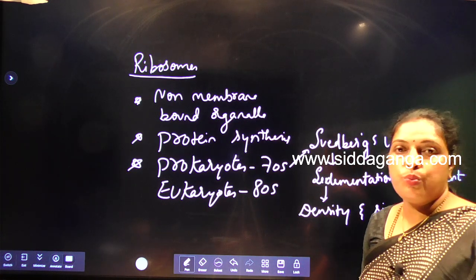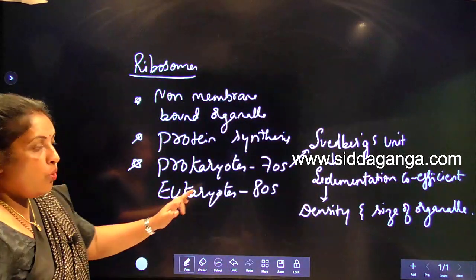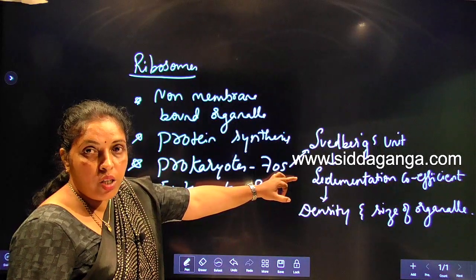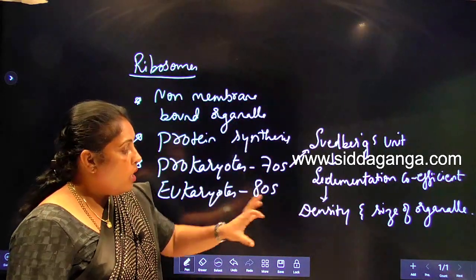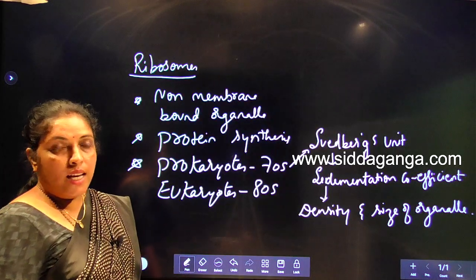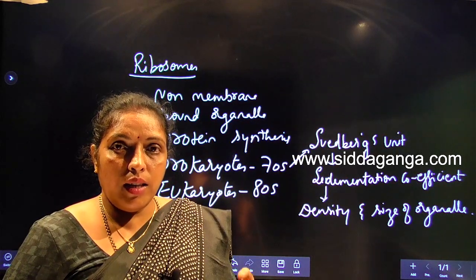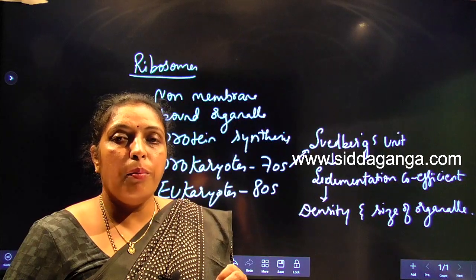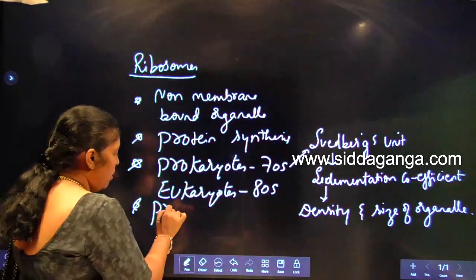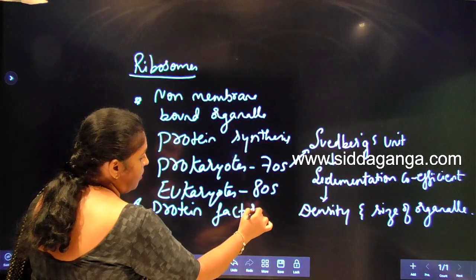This is about ribosomes. It is a non-membrane bound organelle present in all prokaryotes and eukaryotes, but in prokaryotes it is 70S Svedberg's unit. It is giving us the sedimentation coefficient. That is, it gives us the density, meaning weight, and size of the organelle. In eukaryotes we see 80S. In both prokaryotes and eukaryotes, the main function of ribosomes is protein synthesis. That's why ribosomes are called protein factories of cells. Why are they called protein factories? Because they are involved in synthesis of proteins.